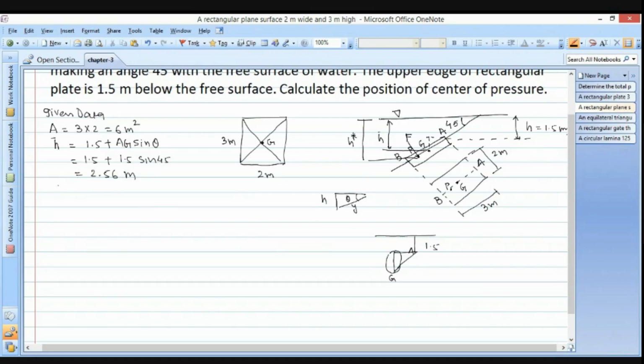And again we calculate IG, which is also necessary. Here our axis is like this, parallel to this reference axis. So the perpendicular dimension is 3. So we get BD cube by 12. Here we get 2 into 3 to the power 3 divided by 12, and our answer comes to 4.5 meter to the power 4.